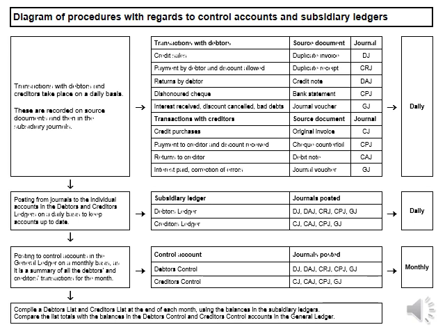Then at the end of the month, we will compile a debtors list and a creditors list using the balances in the subsidiary ledgers, and then we will compare these lists with the balances in the debtors control and the creditors control accounts in the general ledger. And this also will take place on a monthly basis.